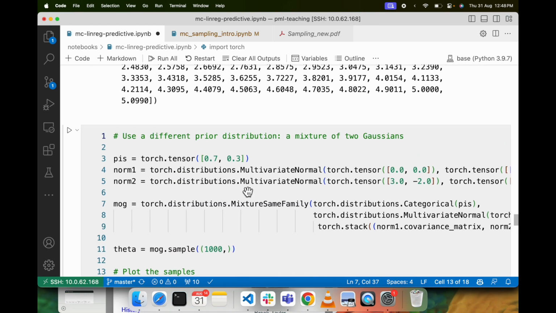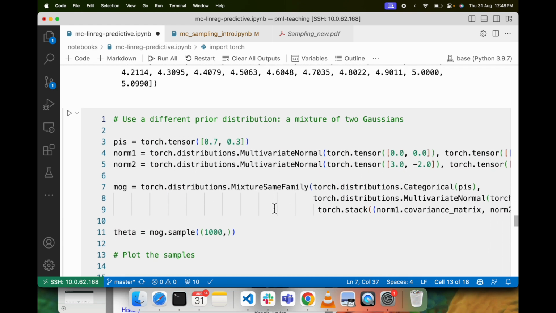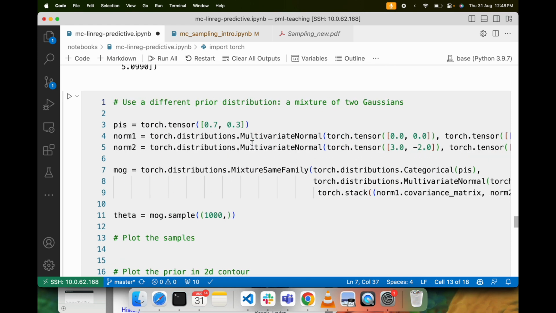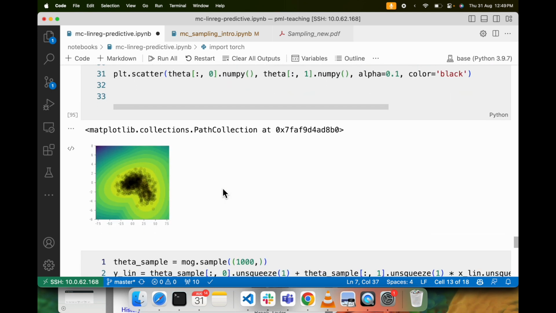The way I have generated this is, I have a Gaussian 1 whose mean is 0, 0 and covariance is 2, 0.5, 0.5 and 1, and I have a second Gaussian with mean 3, minus 2 and covariance 1, 0, 0, 2. And I have added them in the ratio 0.7 and 0.3. So I'll get a mixture of Gaussians, which looks like the following. Now you can use this mixture of Gaussians as your prior, and now you can't compute the solution analytically for the posterior or the prior predictive distribution.